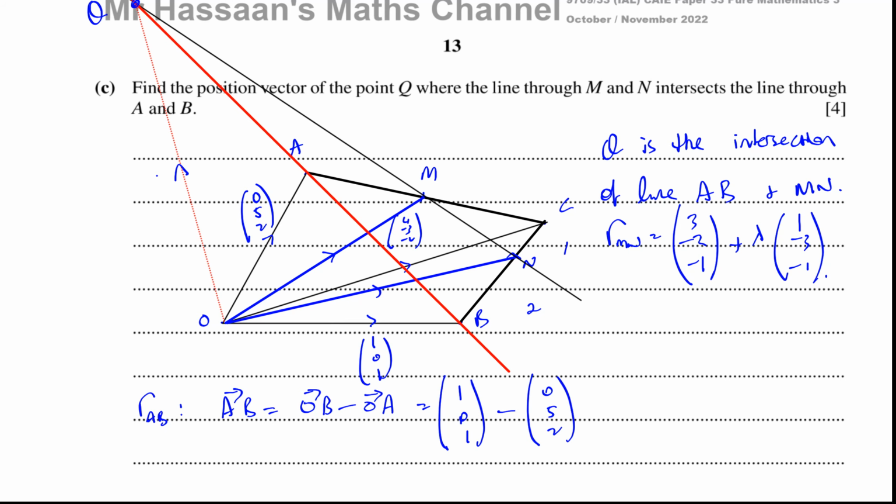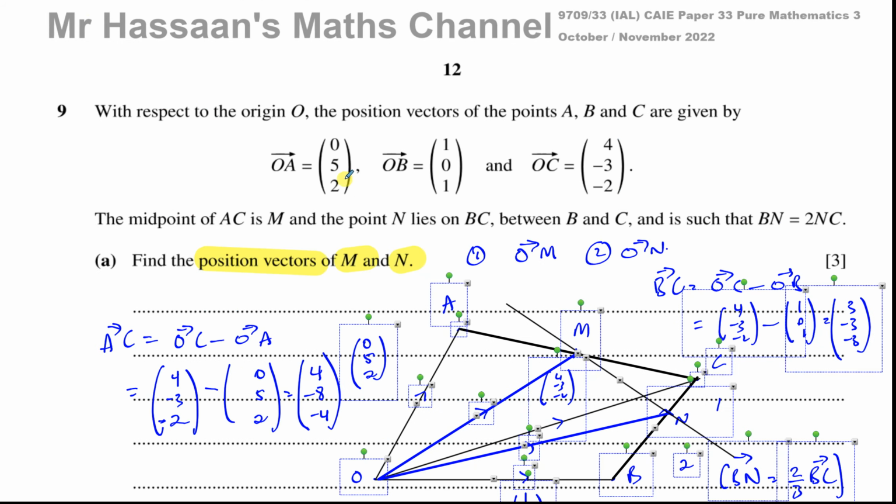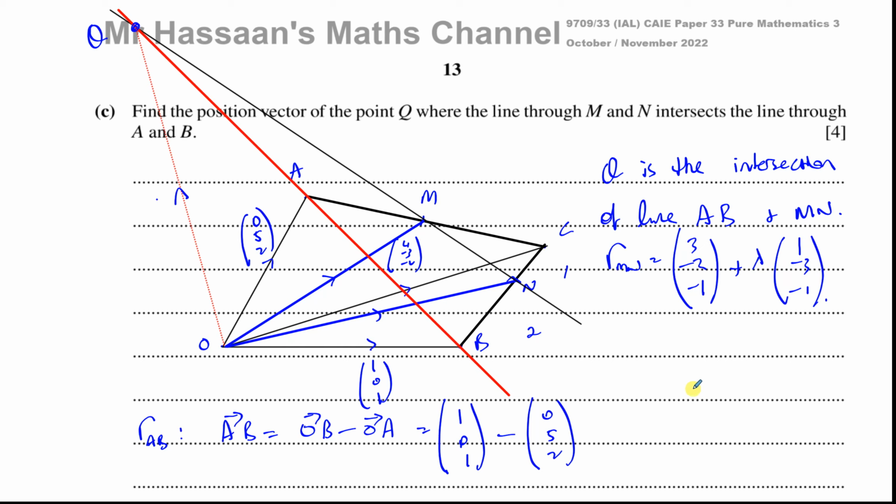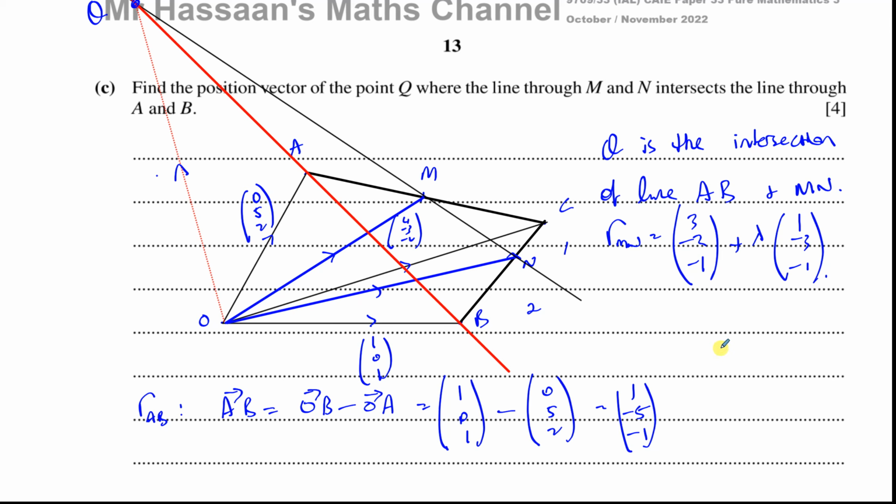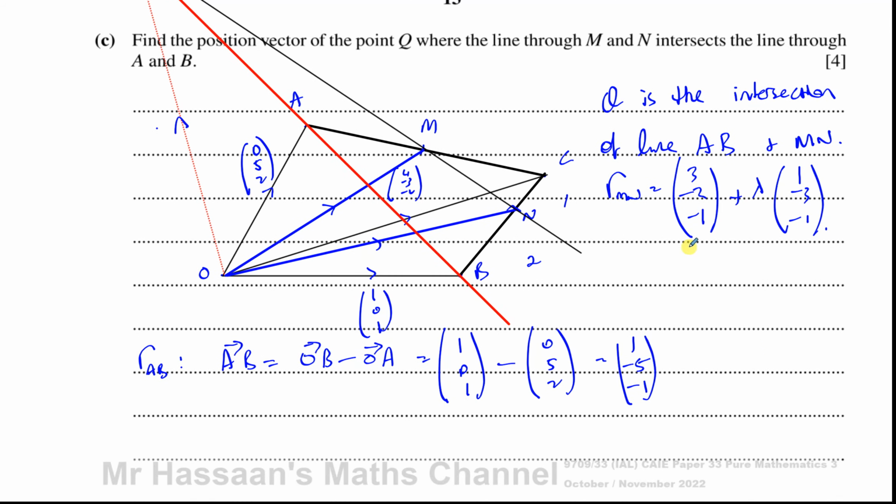Let's make sure I haven't missed out any minus signs here. Yep, there's no minus signs there. So you have 1 minus 0, which is 1, and 0 minus 5, which is negative 5, and 1 minus 2, which is minus 1. So that's the vector that takes us from A to B. And we can use the position vector of A or of B, it doesn't matter. So let's say our equation for the line AB is going to be 0, 5, 2 plus another scalar, let's call it mu, times 1, minus 5, minus 1.